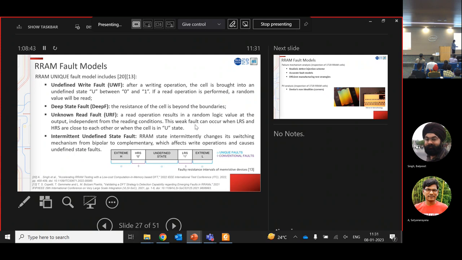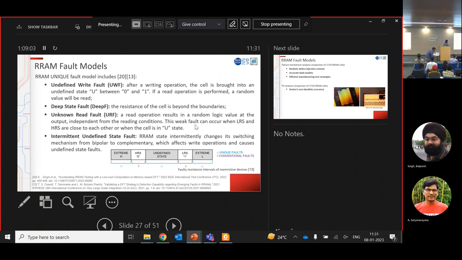The faults that occur between these two states are the conventional ones, because you can have, for example, a transition fault, and it's just in this domain. But when you have the value here for the resistive state, you are going to have these unique faults. Okay, so the cell can be in this undefined state. It's not zero, it's not one, it's an undefined one.